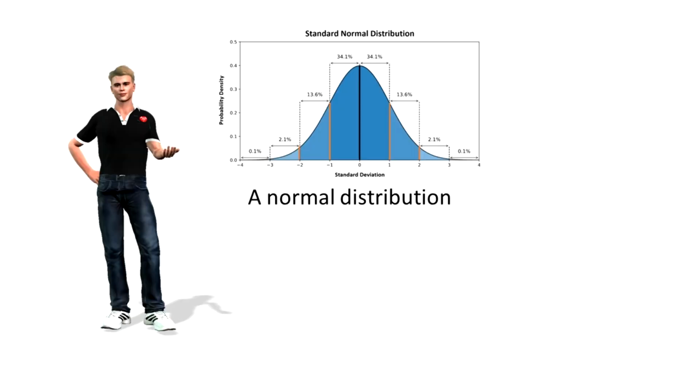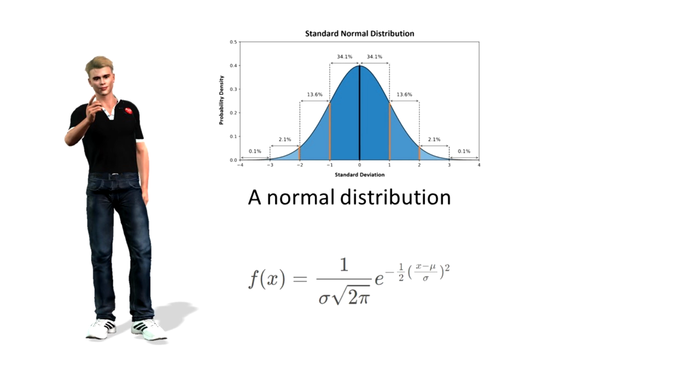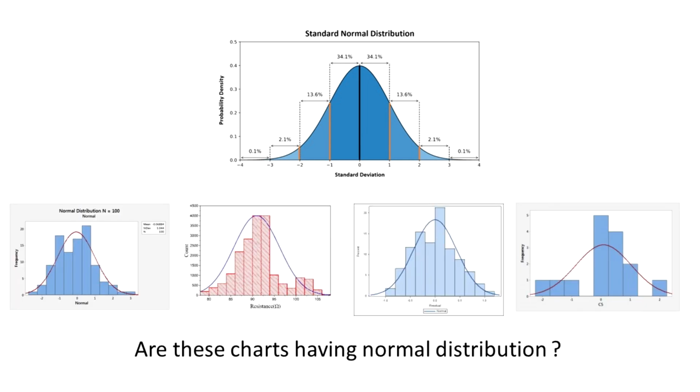This is what a normal distribution looks like. It can be represented by this formula. Do these charts share the same behavior as a normal distribution?